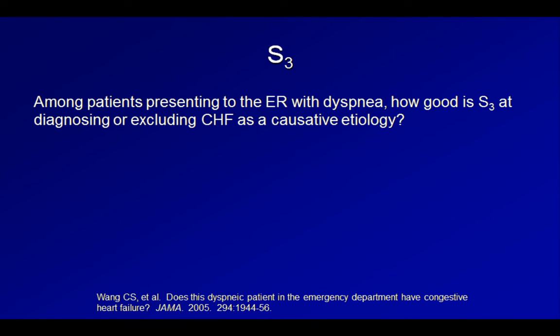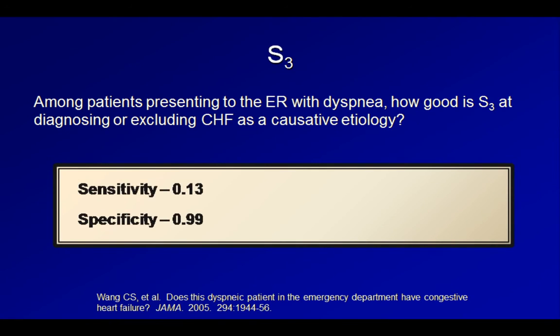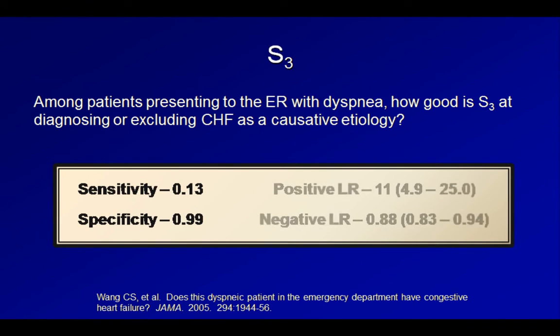So among patients presenting to the ER with dyspnea, how good was the S3 at diagnosing or excluding CHF as a causative etiology? The sensitivity was 0.13 and the specificity was 0.99. This translated to a positive likelihood ratio of 11 and a negative likelihood ratio of 0.88. In summary, the presence of an S3 greatly increased the chance that the patient had CHF, but its absence reduced the chance by only a statistically significant but negligible amount. This more or less mirrors the findings that Steve McGee had summarized in his book.